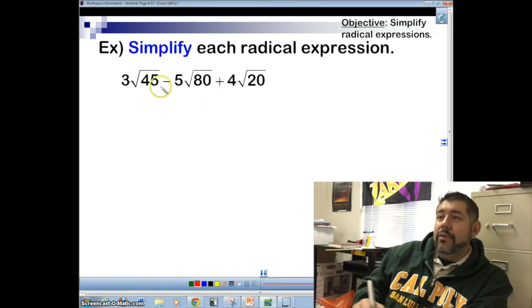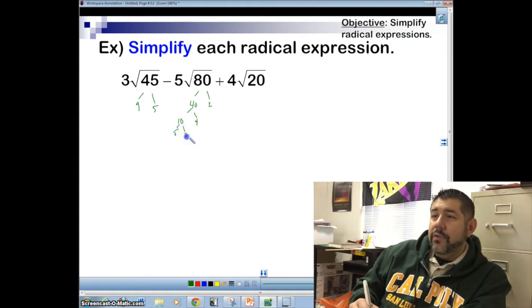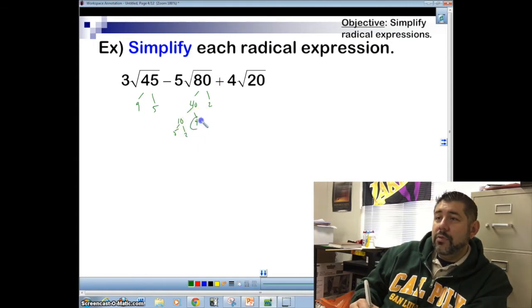All right, now we've got a bunch of them here, so we're going to simplify each of them and then add them together, okay? So let's go and do that. So we'll simplify this one, and we're going to get 9 and 5 here. This one looks like 4, well, let's see. If we don't know, we'll break it up. 40 and 2, 10 and 4, 5 and 2. So we got 4, that's a perfect square, and we got 2 times 2, which is 4, so 16. 16 times 5.